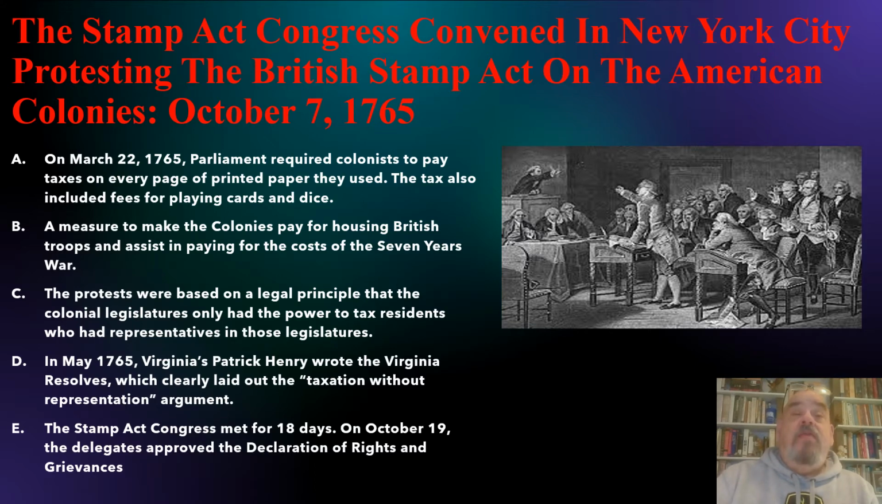1765. The turmoil started earlier in 1765 when the British Parliament approved a little noticed measure in Britain called the Stamp Act on March 22nd, 1765. Parliament required colonists to pay taxes on every page of printed paper they used. The tax also included fees for playing cards and dice.